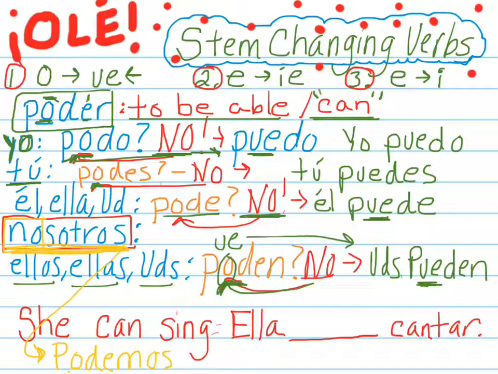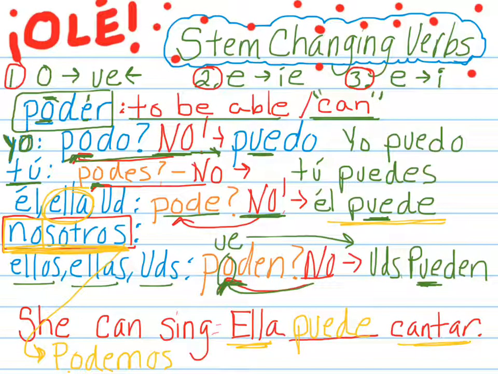Okay, how would I say she can sing? Well, here's ella for she, and here's cantar, to sing. So which conjugation of poder am I going to use? Well, she, so up here we find the she version, and that is puede. Okay, so let's say ella puede cantar. Ella puede cantar.